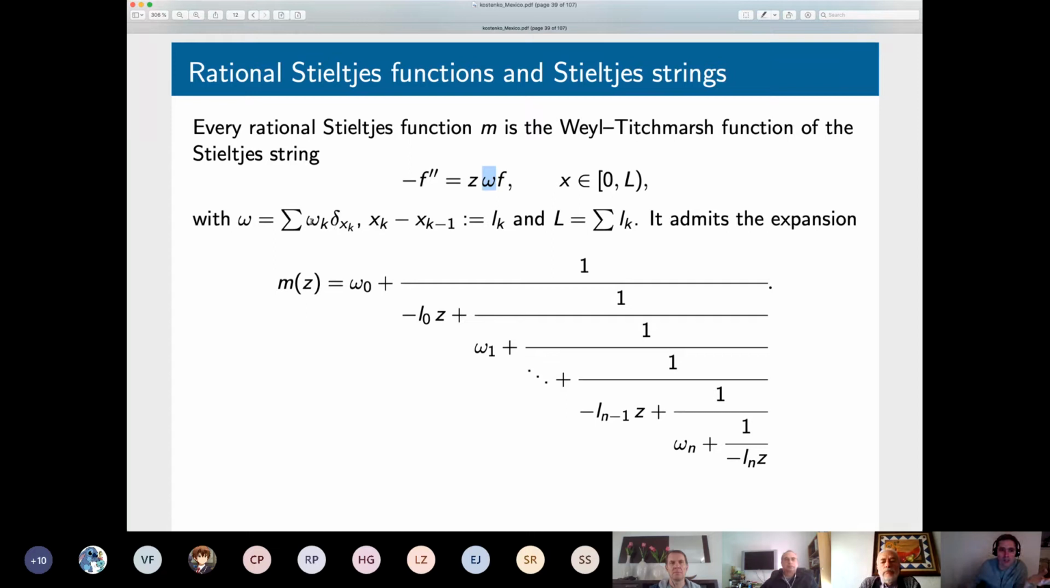Lk is just the distance between neighboring points. L is the total length. And if m is the Weyl-Titchmarsh function of this spectral problem, then it admits this very nice continued fraction representation. And in this continued fraction representation, the coefficients are exactly the coefficients of this measure omega, which is just point masses. So you see that we start: omega zero is just the point mass at zero. L zero is the first.